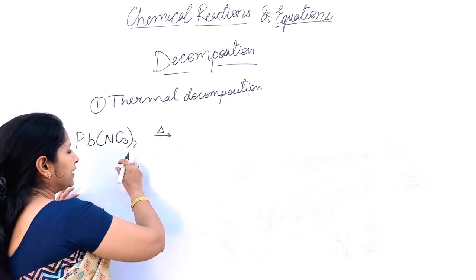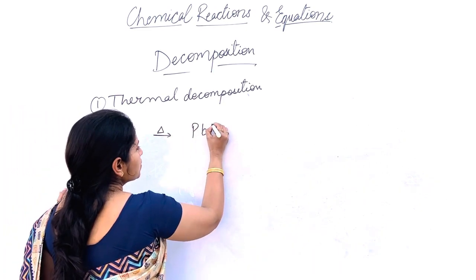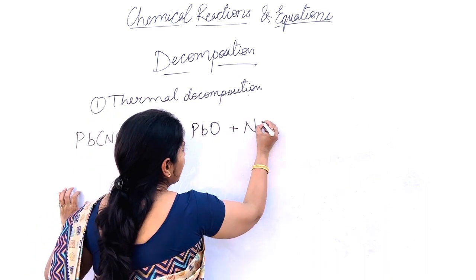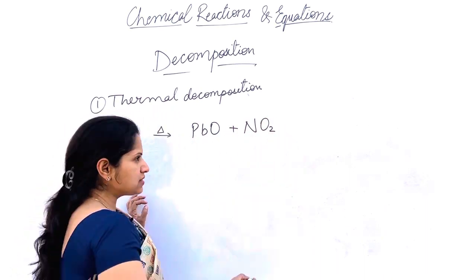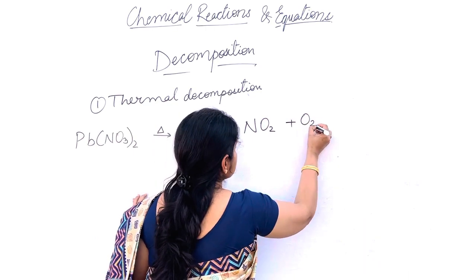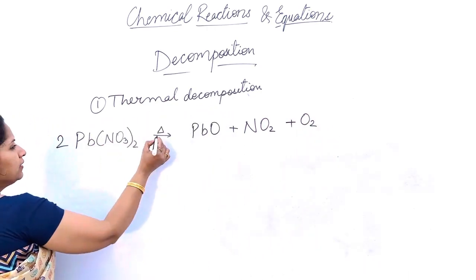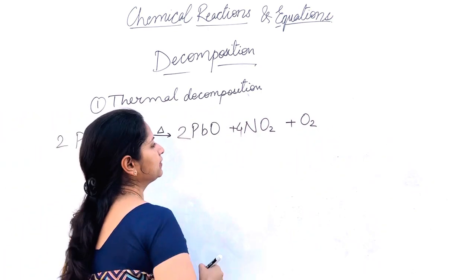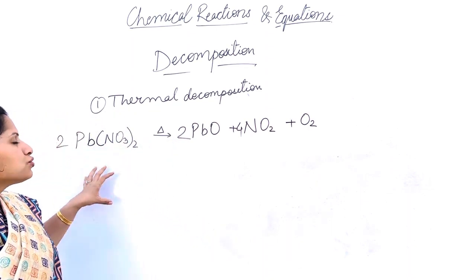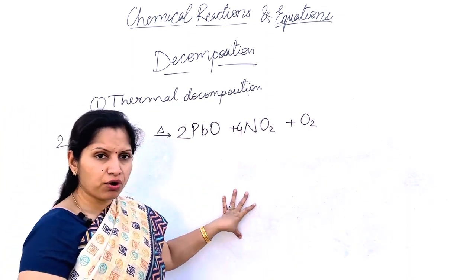Okay. Then what will be formed? Lead oxide is formed, nitrogen dioxide gas is formed, and oxygen is formed. So if you balance that, you will get a reaction like this. Okay. So why is this reaction so important?